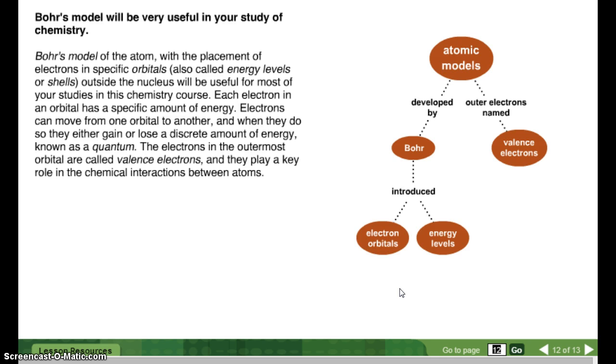Bohr's model will be very useful to your study of chemistry. Bohr's model of the atom, with the placement of electrons in specific orbitals, also called energy levels or shells, outside the nucleus will be useful for most of your studies in this chemistry course.